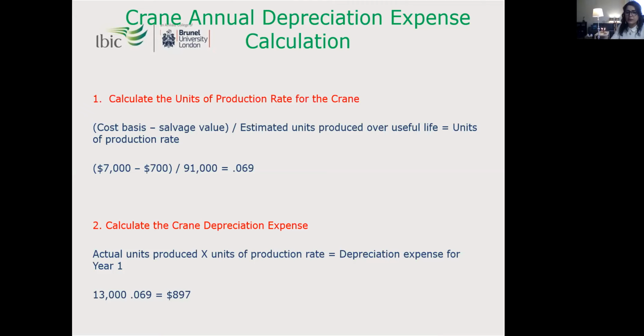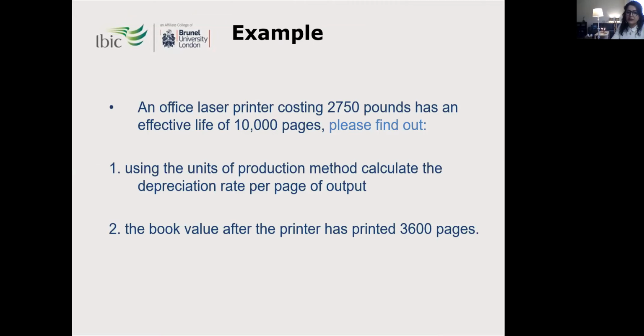So the second step, you need to multiply this number, the unit of production rate, by the actual units produced to get the depreciation expense for year 1. Then you multiply these 2 numbers, and you're going to have $897 as the depreciation expense. So you have another example that you can go through yourself.